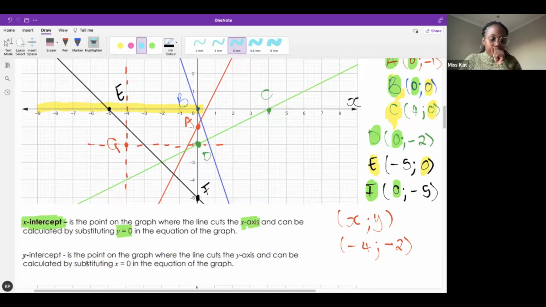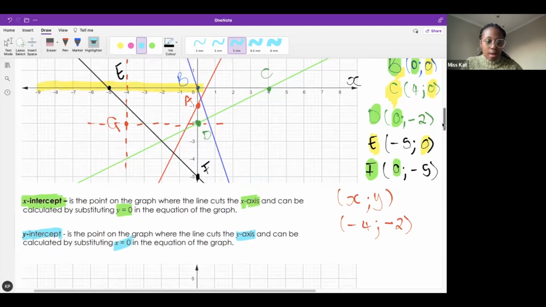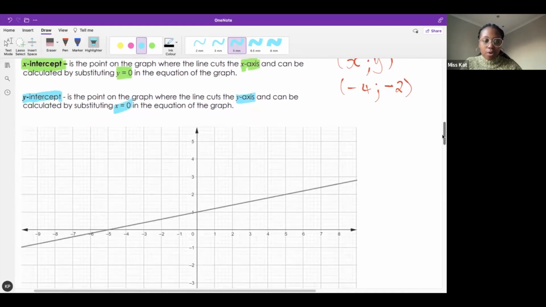And then your y-intercept will be the point where your graph cuts the y-axis. Then x has to be 0. That's what we said. Let's look at our intercepts here. F is a y-intercept, so then your x is 0. Y-intercept, x is 0. Let's look at this one, E. E is an x-intercept, so your y is 0. X-intercept, y is 0. I'm pretty sure we are all feeling good about this. So let us find the intercepts of the following graphs.